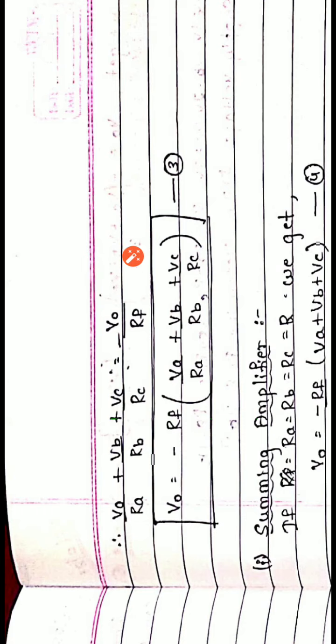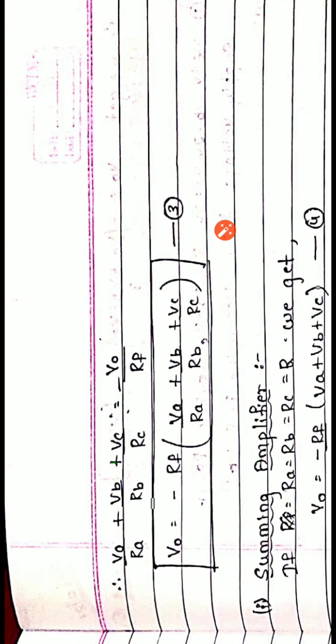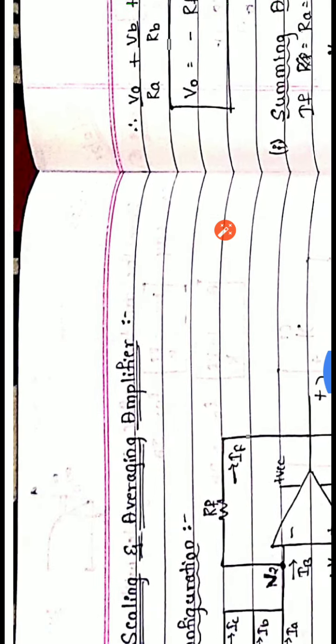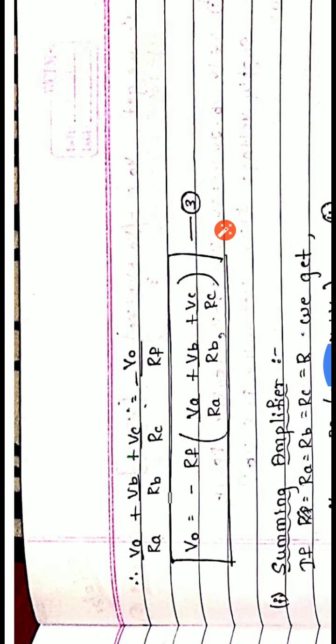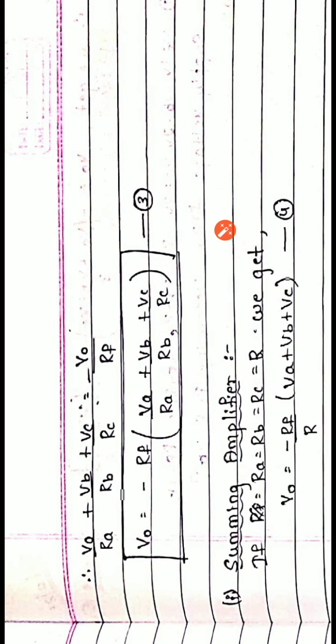Now solving for V0, we multiply RF towards the LHS side, and we get V0 equals minus RF into the bracket of VA by RA plus VB by RB plus VC by RC. So this is the derivation for the inverting configuration with respect to summing, scaling, and another one, that is the averaging amplifier.